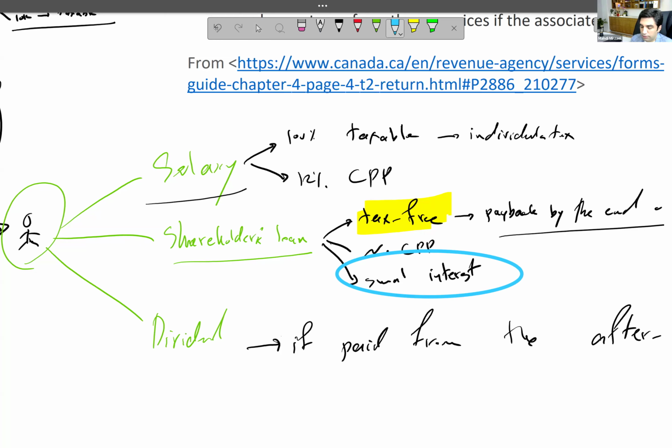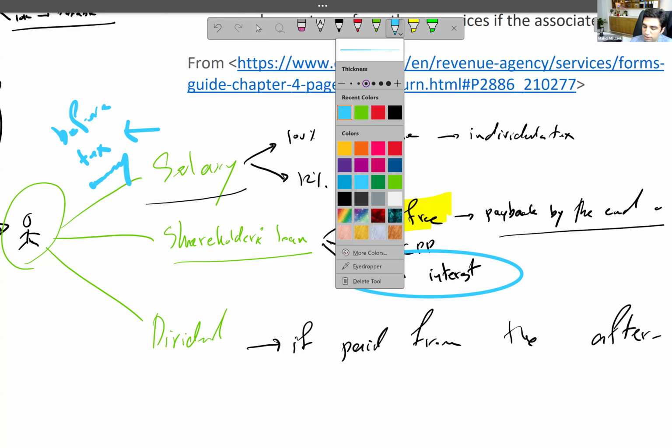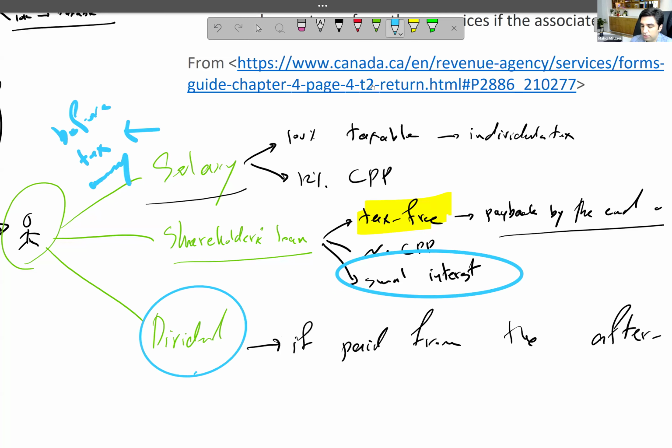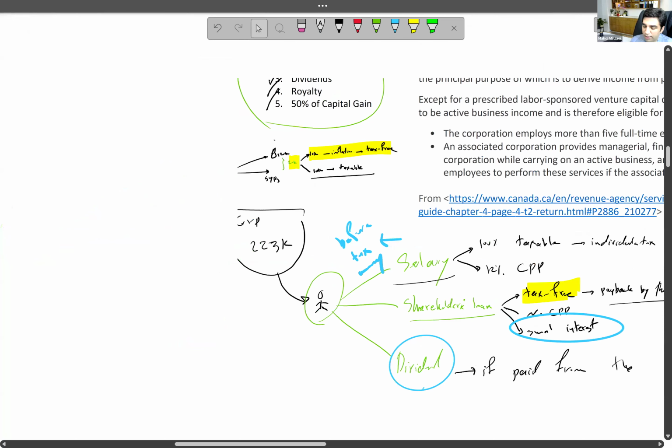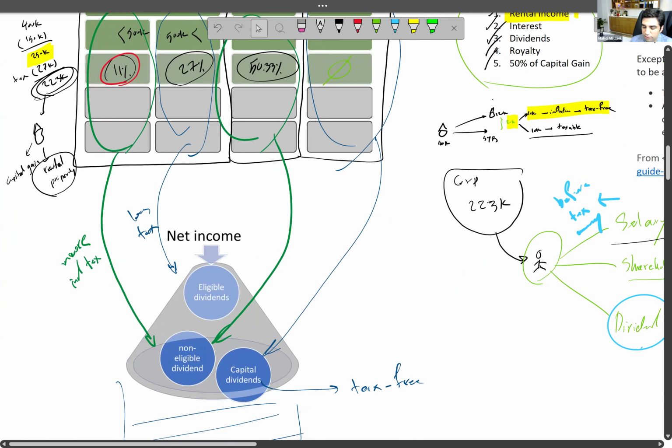The last option is the dividend. Dividend is paid from the after-tax money. So salary is paid from the corporate before-tax money, but the dividend is paid from after-tax money. So the corporation has paid the tax, and now we want to take out the dividend.